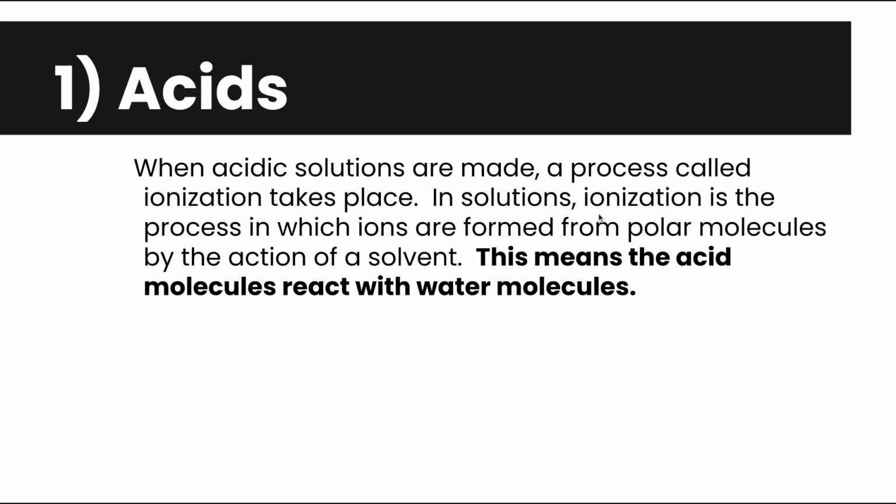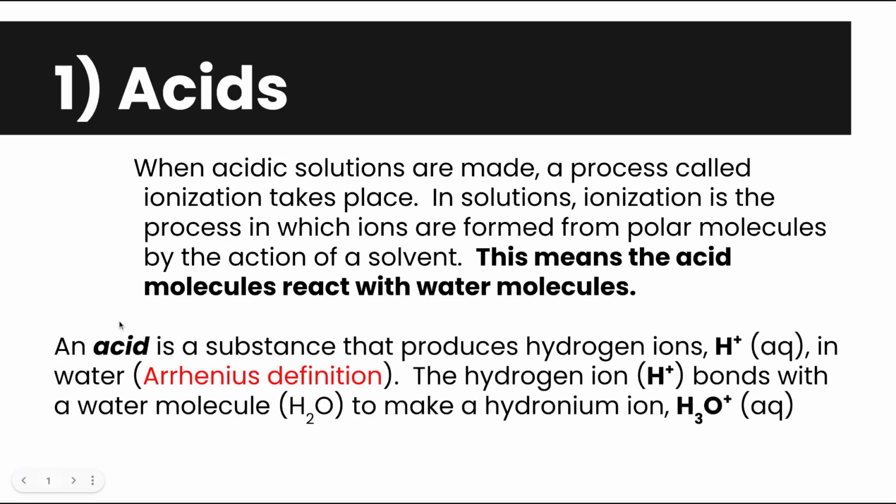And so, in solutions, ionization is the process in which ions are formed from polar molecules by the action of the solvent. What that really means, just boiling it down, is that the acid reacts with the water molecules. And so, an acid is defined using the Arrhenius theory as a substance that produces hydrogen ions, or H+. Now, when you have hydrogen ions, H+, remember that this is in an aqueous solution. So you do have water present as well.